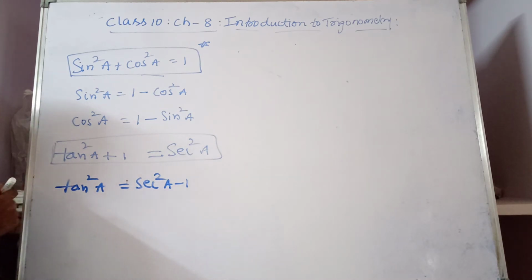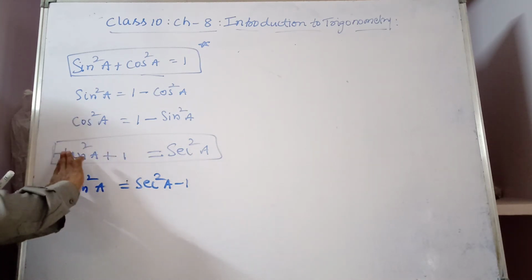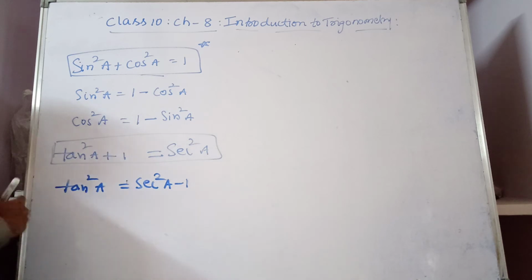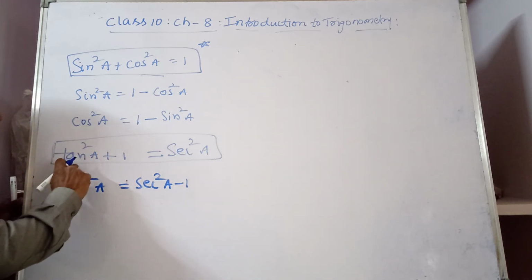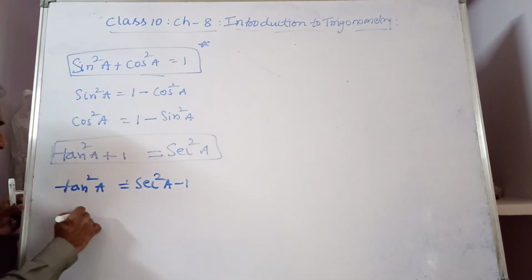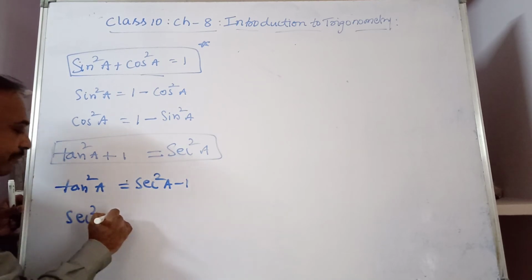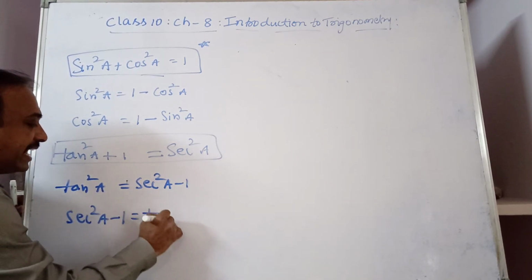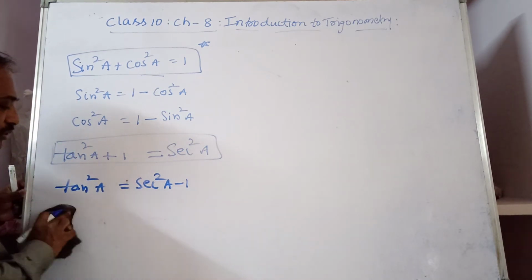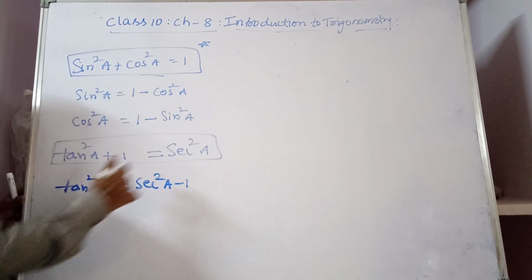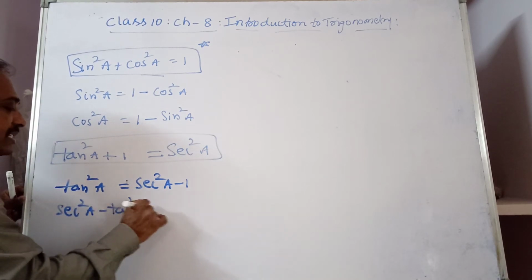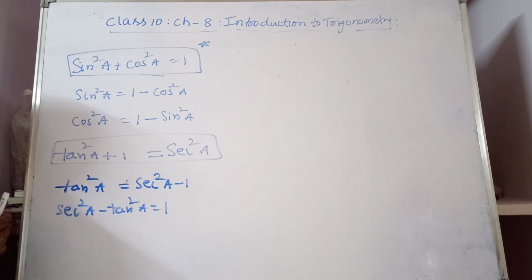Now the next identity can be written as, keep 1 this side and transpose tan square A to that side. Then you will get secant square A minus 1 is equal to tan square A. Now transpose tan square A to that side: secant square A minus tan square A is equal to 1.